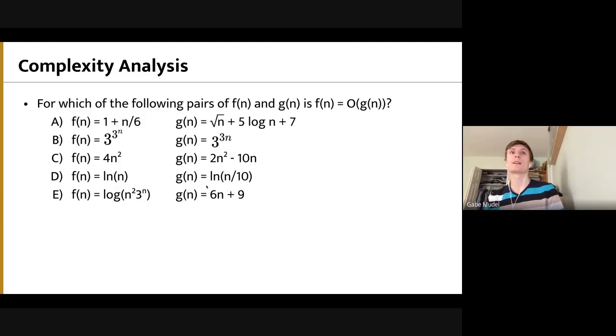Okay, another example problem. For which of the following pairs of functions f of n and g of n is f of n O of g of n? This is a little bit clunky terminology, I suppose, but basically what this is asking is for which of these functions is g of n an upper bound for the complexity of f of n. I'll give you about a minute to think about this. Again, let's put the answers in the chat.